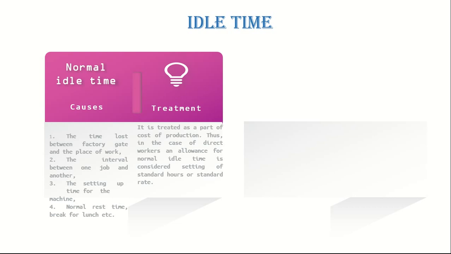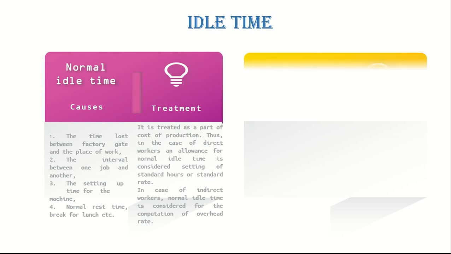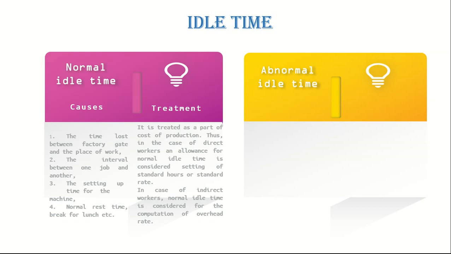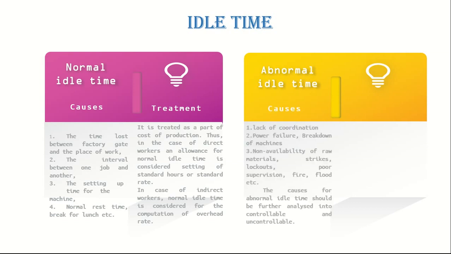Treatment. It is treated as a part of cost of production. Thus, in the case of direct workers, an allowance for normal idle time is considered in setting of standard hours or standard rate. In case of indirect workers, normal idle time is considered for the computation of overhead rate.